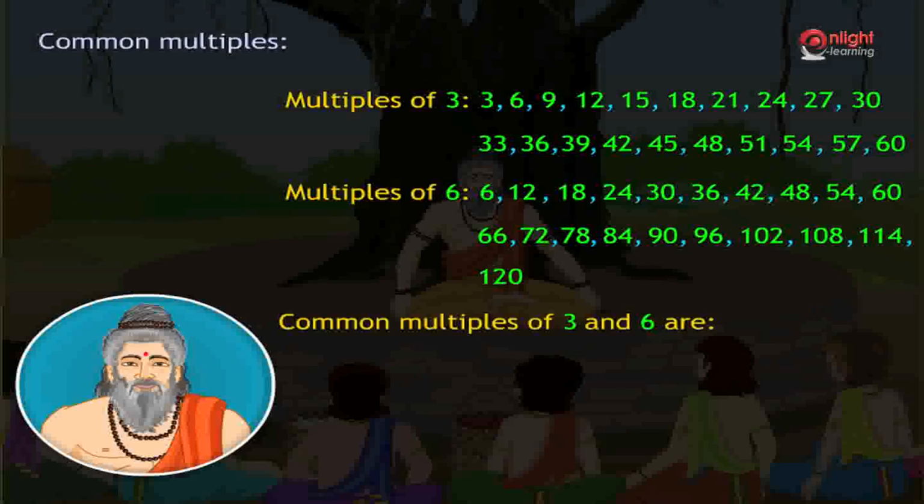Now children, can you find any number common in both the multiples? Yes. 6, 12, 18, 24, 30, 36, 42, 48 and so on. Good. These numbers are common in both the multiples. Hence, they are common multiples for 3 and 6.